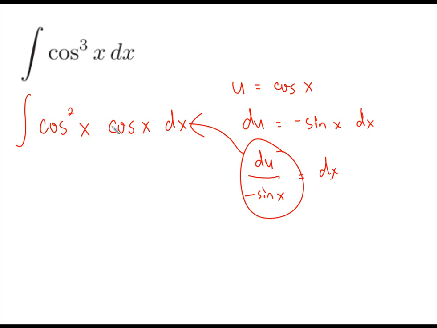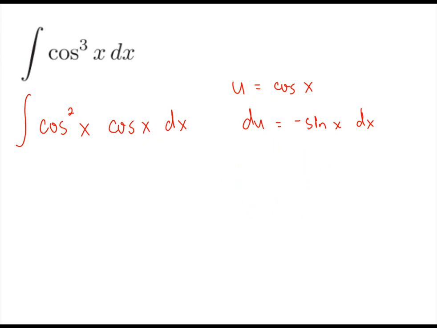This cosine squared x is still here. I still have a negative sine x now. So it doesn't help me. So you're kind of stuck. So what do I do? I'm trying cosine, I make cosine my u. I don't see anything else. So what do I do?